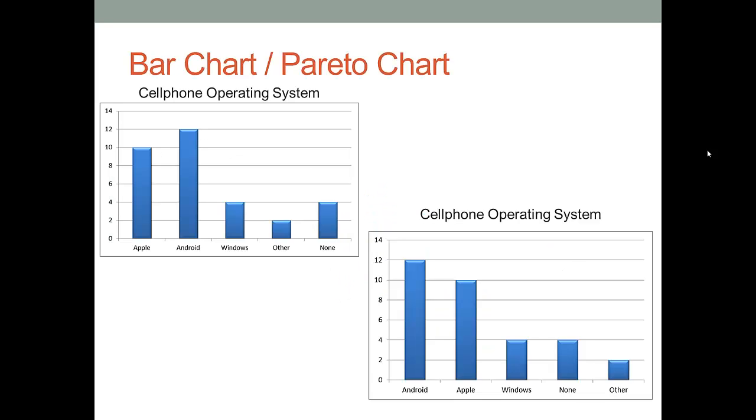Another way of representing that same data would be in a bar chart, where the heights of the bars give us the frequency. Sometimes you see these bars going horizontal, doesn't really matter. If the bars are sorted in descending order, then that's called a Pareto chart. It's just a sorted bar chart.